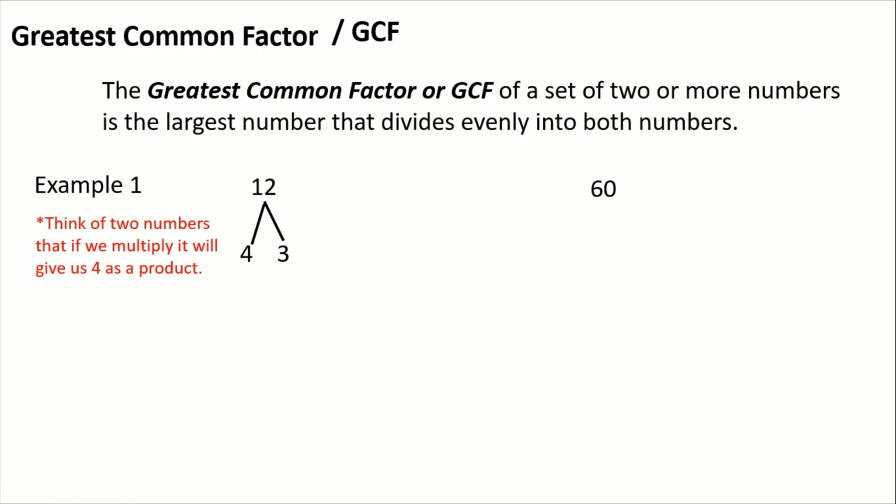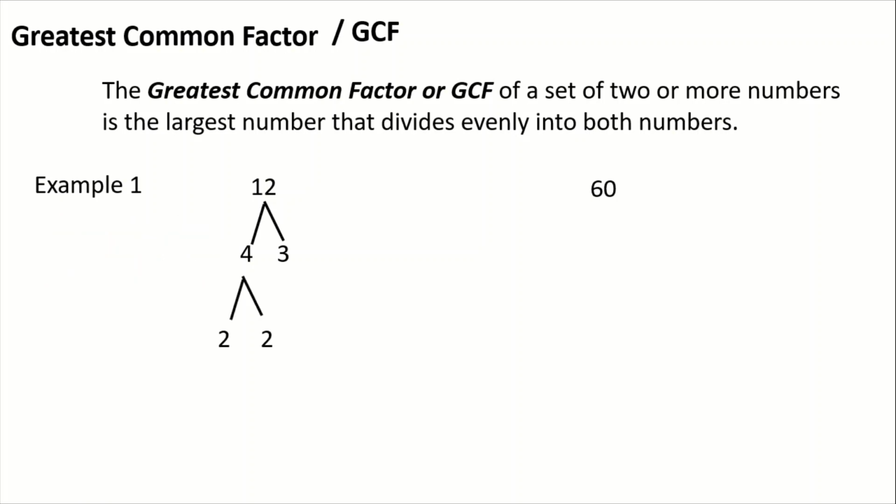Okay? So, mag-isip tayo ng dalawang number na kapag i-multiply natin, magbibigay siya ng sagot na 4. So, that is 2 and 2. And dahil itong 2, 2, and 3 ay mga prime numbers na sila, so therefore, si 12, mayroon siyang 2 and 2 and 3. Alright? Na mga factors.